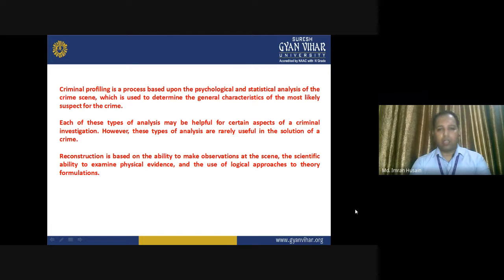Reconstruction is based on the ability to make observations at the scene, the scientific ability to examine physical evidence, and the use of logical approaches to theory formulation. So you should be able to examine the evidence in a very scientific manner, know how things are tested and dealt with, and apart from that, use solid logical approaches to the theory and formulation you are designing about that particular crime scene reconstruction.